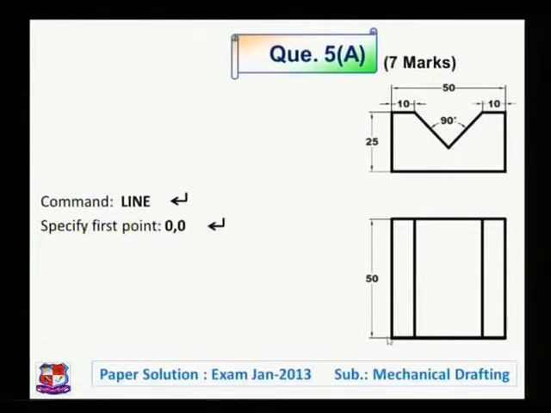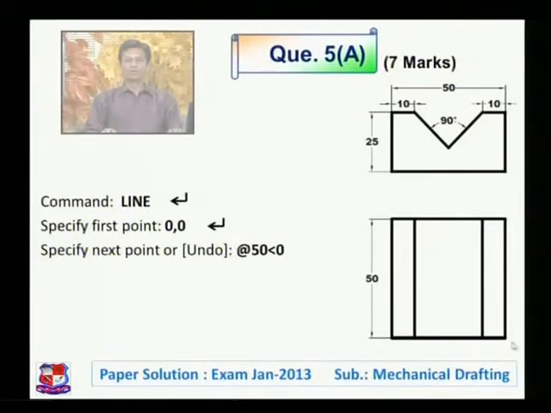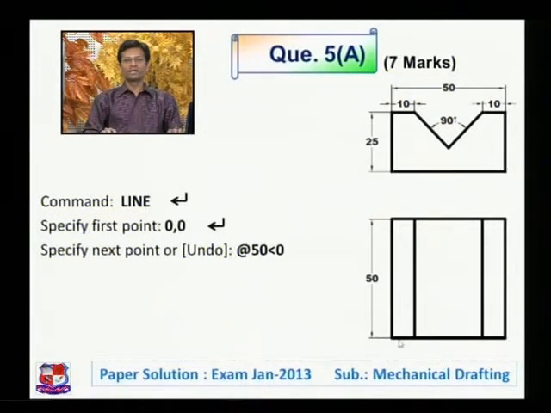Now enter this, then the prompt will appear like this: specify next point or undo. So we have specified the next point as 50 angle 0. It represents @50<0. That means at a distance of 50 mm from this first point at an angle of 0 degree. So it will draw this line from here to here, a horizontal line with length 50 mm at an angle of 0 degree. So this line would be drawn by this command.